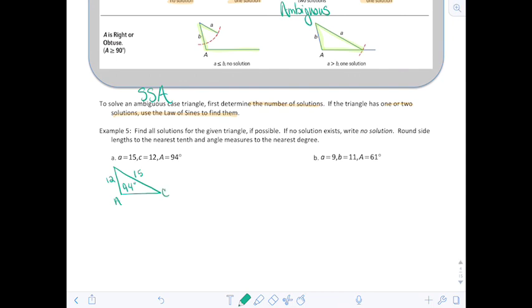Now I always write my triangles this way, so that I have the angle, the opposite side, and then that other side always over here to the left of the angle. It's just the way I always do it so that I can always keep my perspective the same. So when I look at this, A is longer than B. 15 is greater than 12. So what that means is I'm going to have one solution.